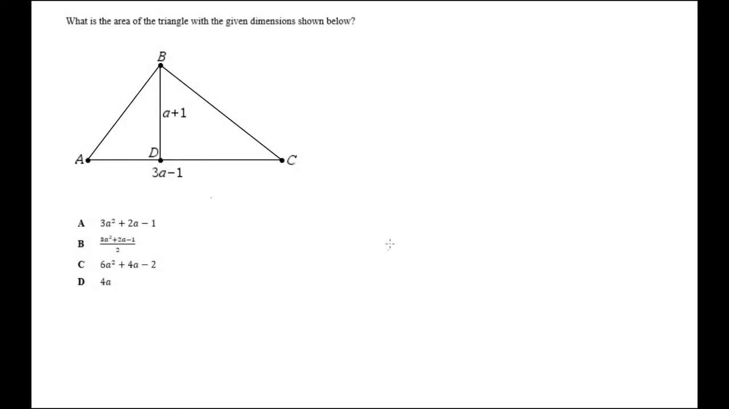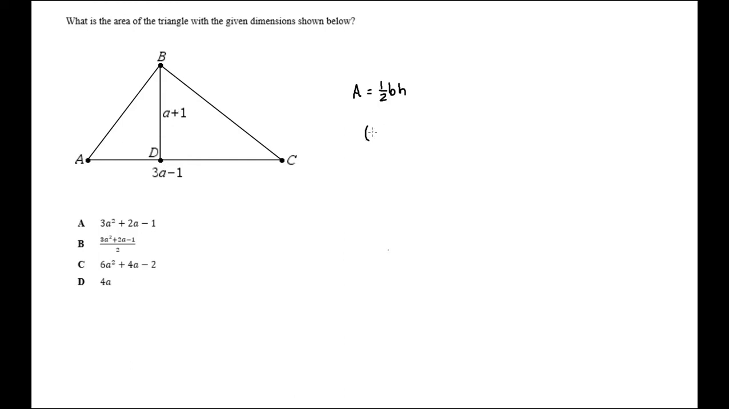Okay, so moving on to the next one, here we have a triangle and we need to find the area. We have a base of 3a minus 1 and a height of a plus 1. So this really just starts out with what is the area of a triangle, and my formula for area of a triangle is 1/2 base times height. So I'll worry about the 1/2 at the very end because I just really have to divide everything by 2. So base times height is just going to be 3a minus 1 times a plus 1.